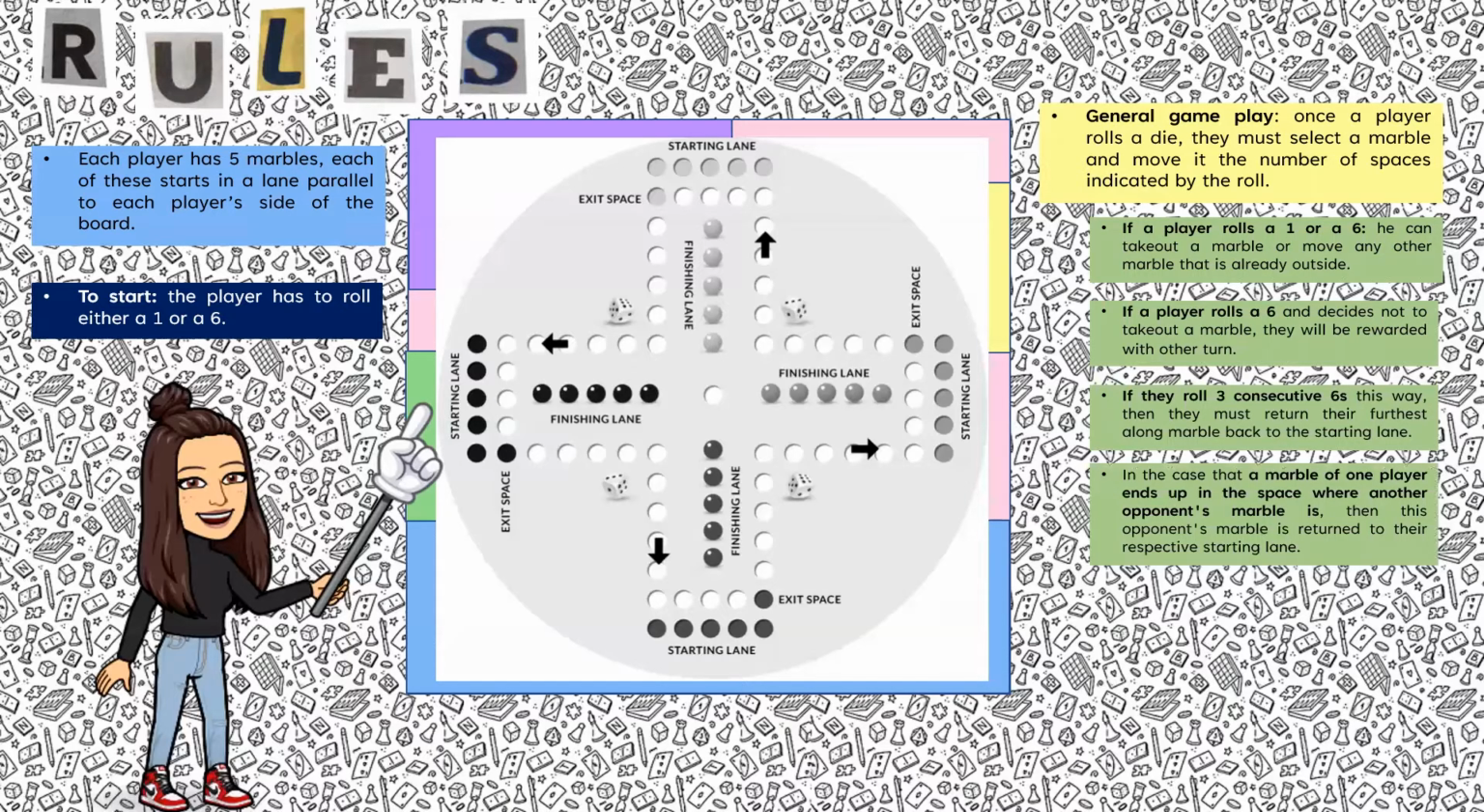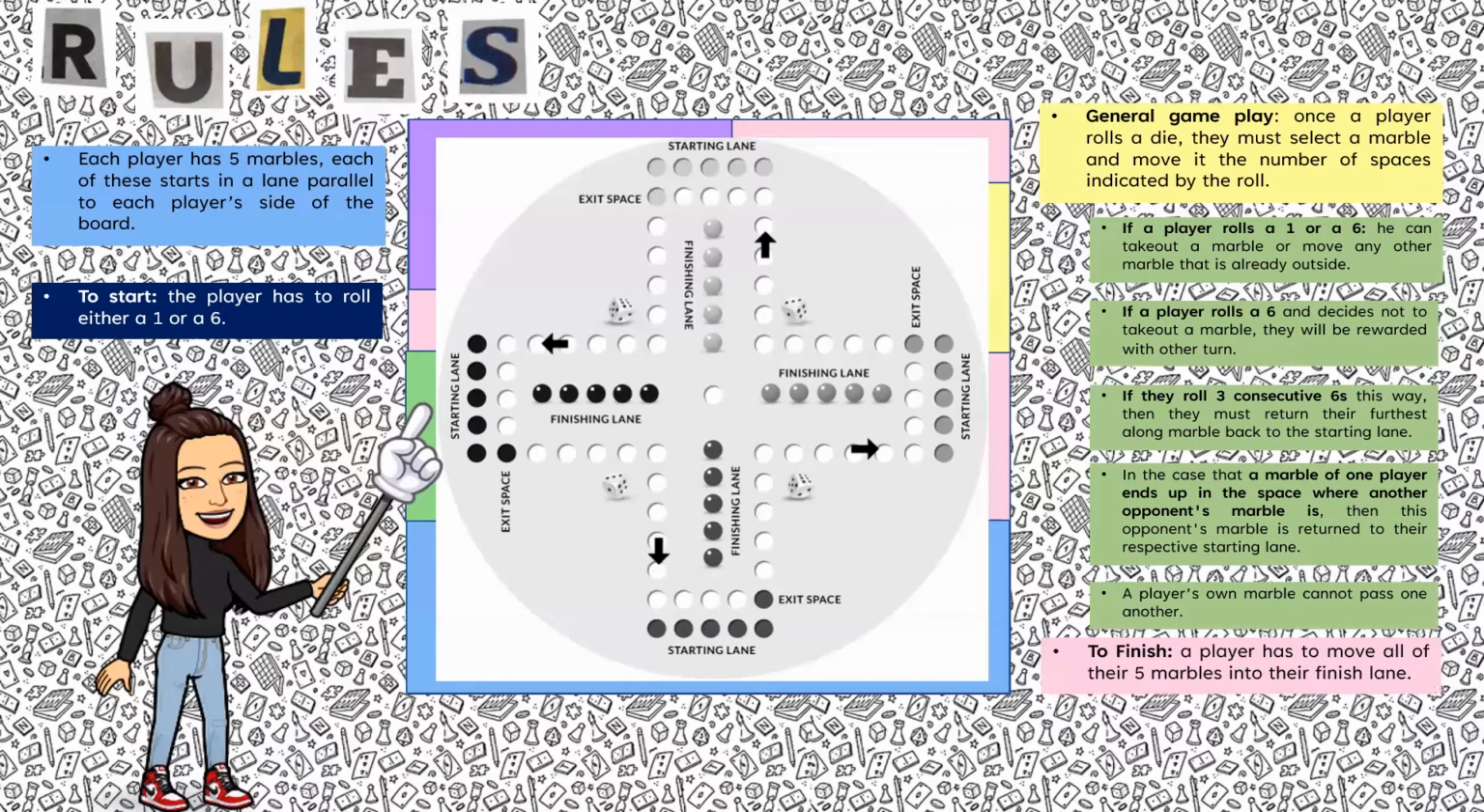If a marble of one player ends up in the space where another opponent's marble already is, then this opponent's marble is returned to their respective starting lane. A player's own marbles cannot pass one another. If there are no valid moves, then the turn ends.